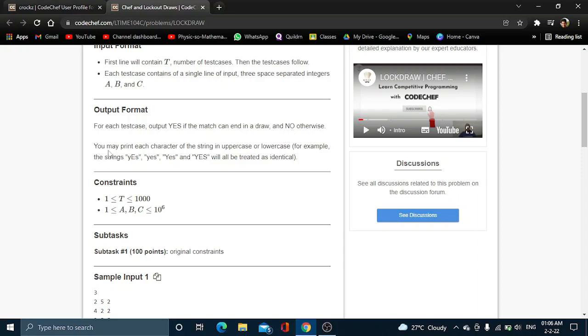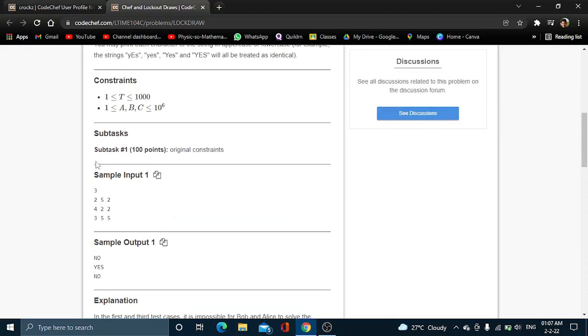So they have given that you may print each character of the string in uppercase or lowercase, for example, yes. Which means they have given some pattern. You can print yes in this way, and so on. And they have given some constraints, like for test cases, the minimum value should be 1 and the maximum value should be 1000, and for the points A, B, and C, the minimum value is 1 and the maximum value is 1 million, which is 10 lakhs. And the subtask they have given for 100 points should follow the original constraints.